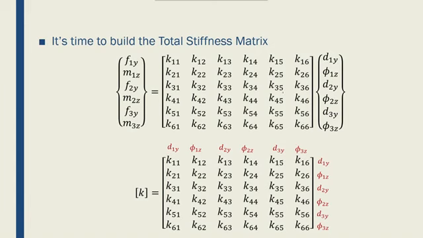Now I have this 6x6 matrix to fill in. I have the global forces, 6 of them, and I have the global displacements, the 6 of them. And I have written on top of each column its corresponding element in the displacement vector. So d1y, phi1z, d2y, phi2z, on and on. And next to each row, I have its corresponding element in the force vector. Next, we'll move to make this big 6x6 matrix using the local stiffness matrices that we found earlier.